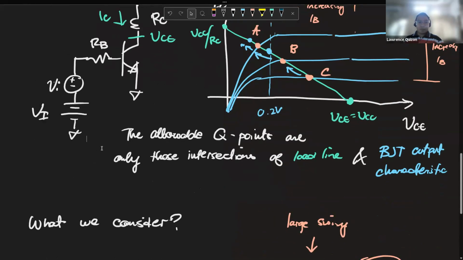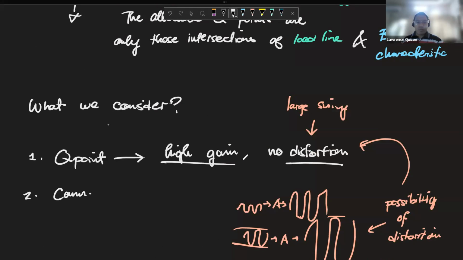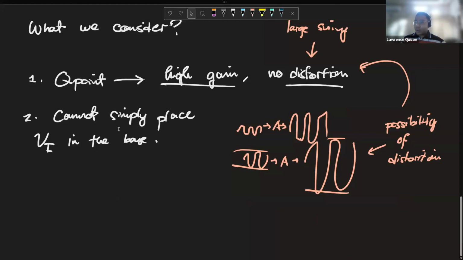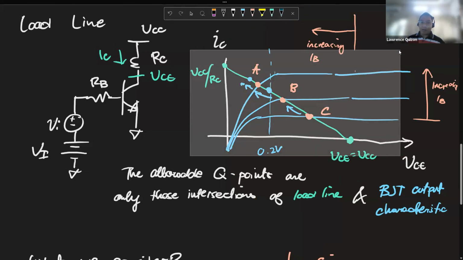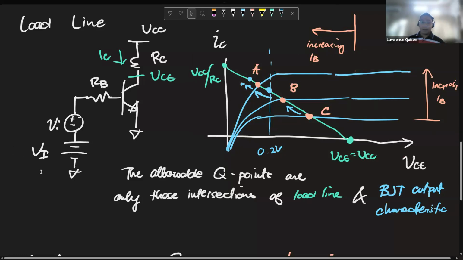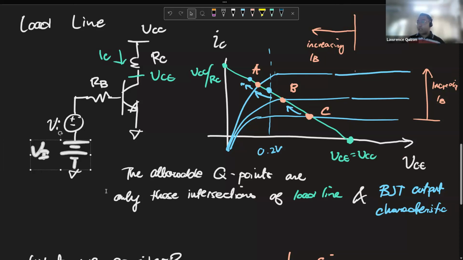So, essentially, we cannot simply place V in the base, no? So we need to think of more creative ways in order to place a V in that gets us in our desired quiescent point, no? Kasi ito is, it's ideal, no? It's an ideal voltage source. But you don't tend to be able to do this, no? It's not practical to do that.